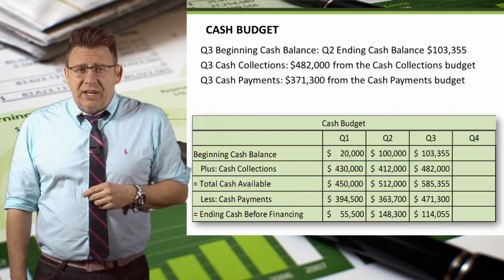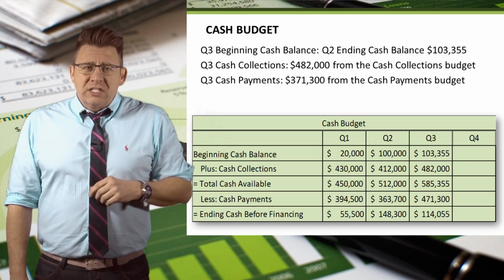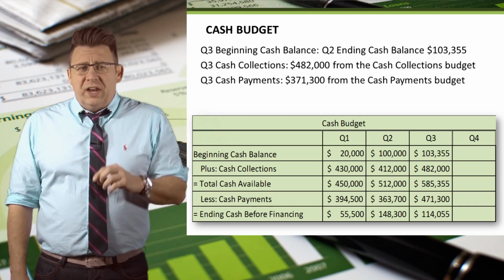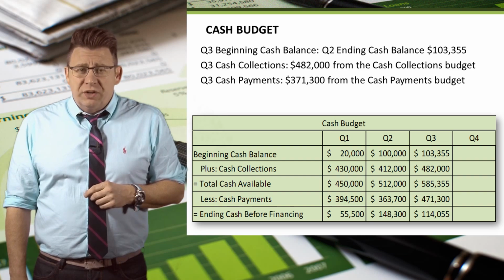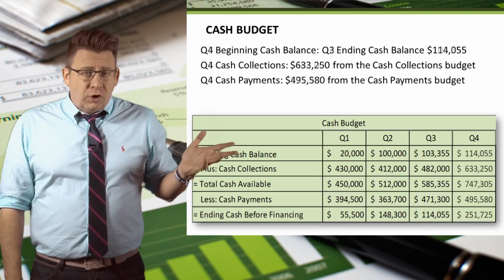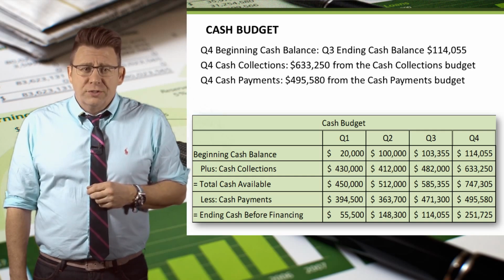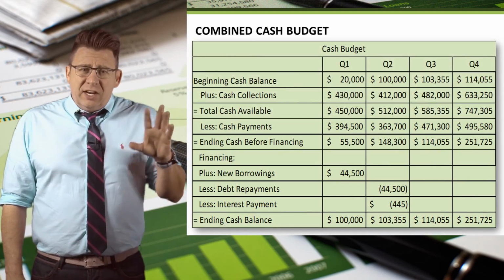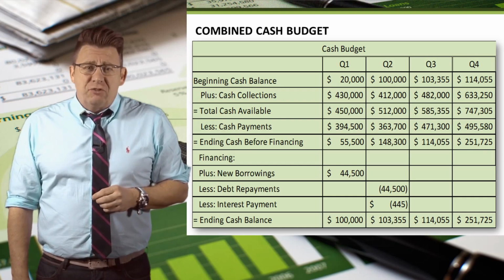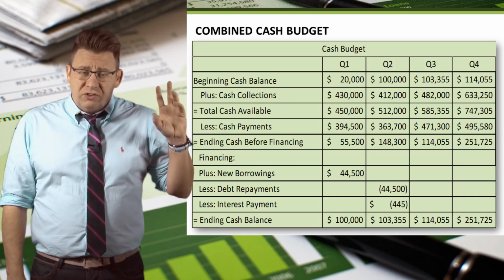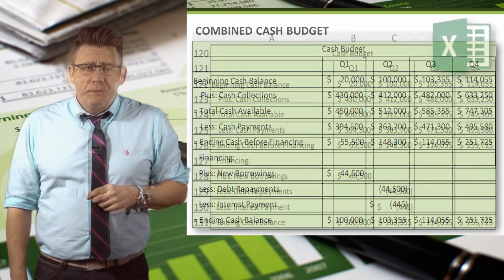Q3 is calculated the same as the prior quarters. Since we have budgeted more than $100,000 of ending cash, we don't need to borrow any. Q4 is also calculated the same as the prior quarters. Finally, here's our completed combined cash budget, which shows our cash collections, our payments, and financing.